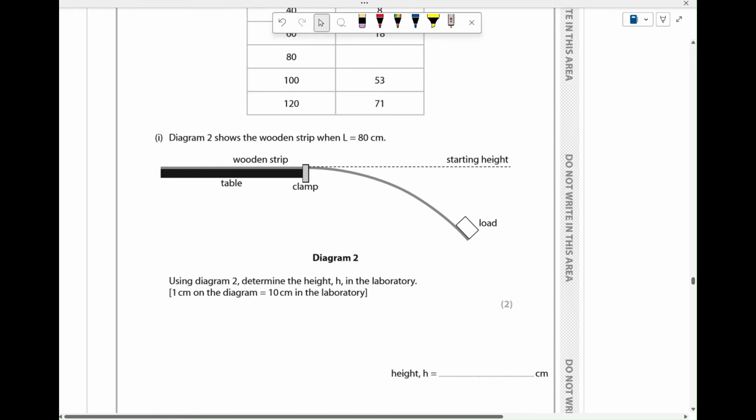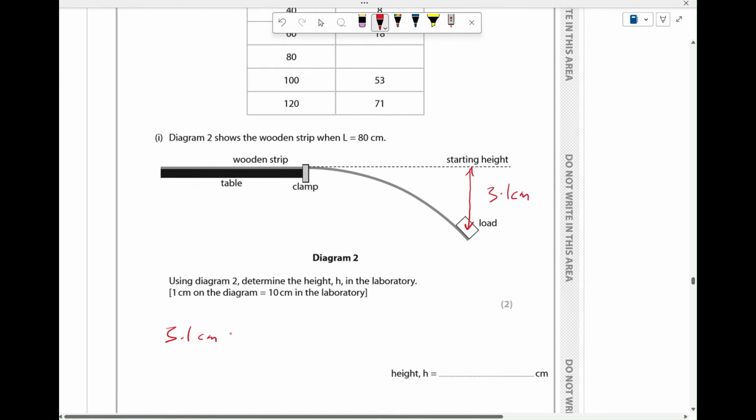Oh crikey, 1 centimetre on the diagram is 10 centimetres in the lab. Blimey, okay. I've not got this to scale necessarily, but you're going to measure that distance. I understand that distance is 3.1 centimetres. I see. Okay, so you've got 3.1 centimetres.